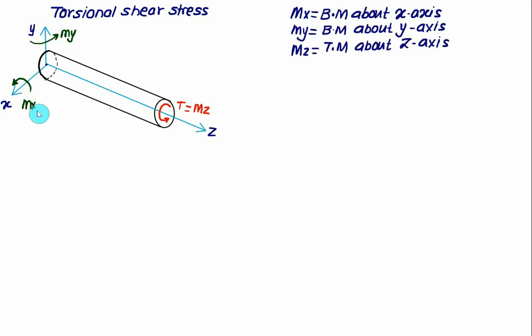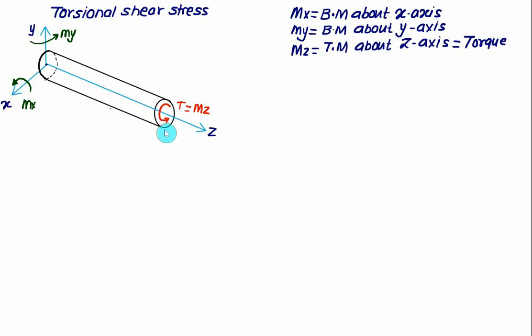So Mx represents here the bending moment about the x-axis, My represents the bending moment about the y-axis, and Mz represents here the twisting moment about the z-axis. That is also called torque. Due to the application of the torque here, all the fibers will get rotated in the same direction as the torque.